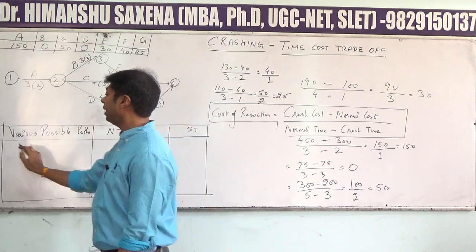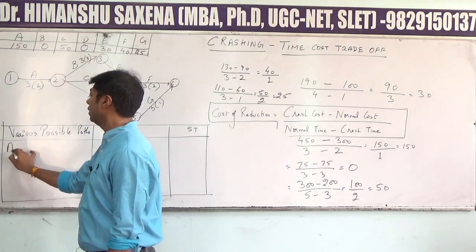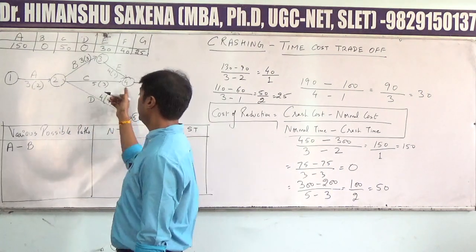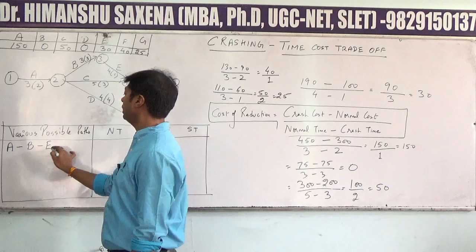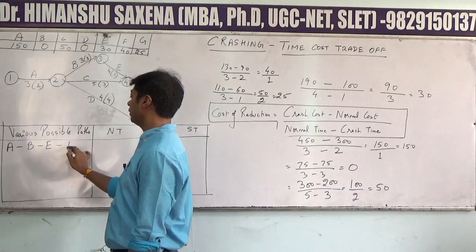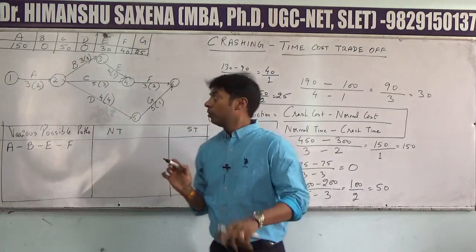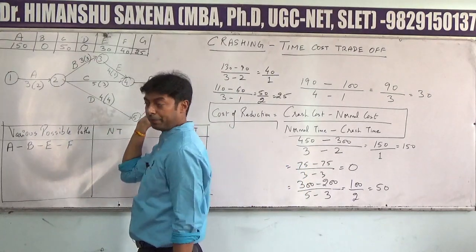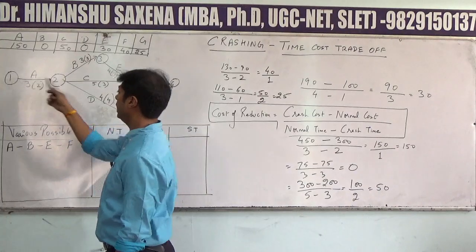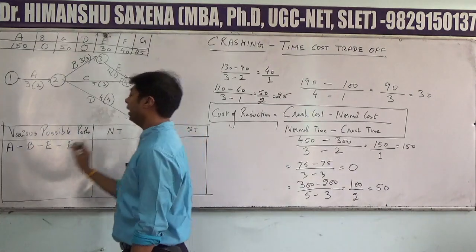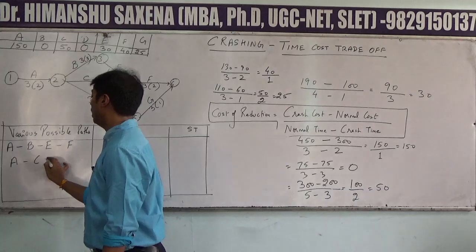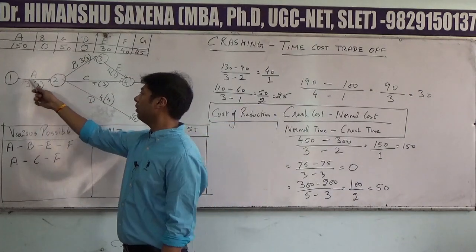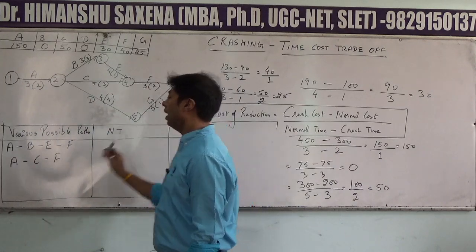Activity based, it can be written as 1 to 2 will be A, 2 to 3 will be B, 3 to 4 can be written as C, and 4 to 6 will be written as F. So one path is activity A, B, E and F. Another path will be A, C and F. So that will be the next path, ACF, and finally the last one will be A, D and G.